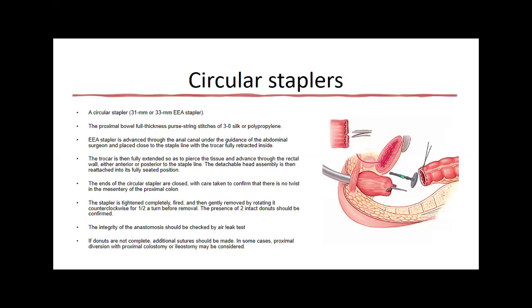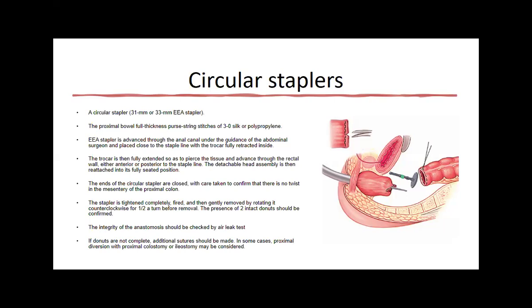We use silk or Prolene suture to take a purse string around the proximal end, both the anvil inside the proximal end, tighten the purse string, and then we introduce the stapler body through the anal canal till just in front or behind the suture or the stapler line, the closure line, okay? And we get out the tip of the stapler and tighten it to the anvil, confirm that there is no twist in the mesentery, and then fire.